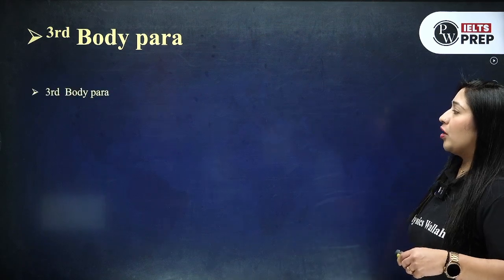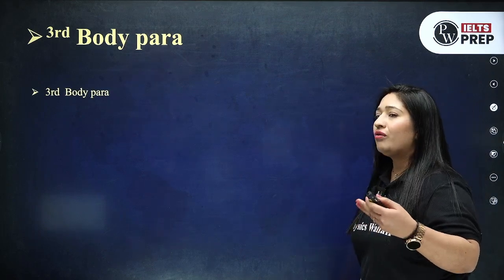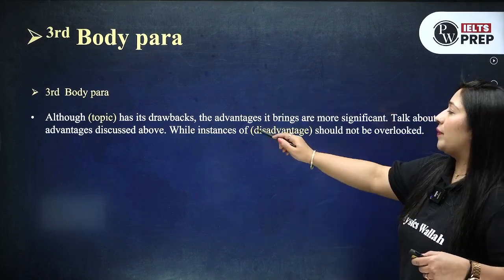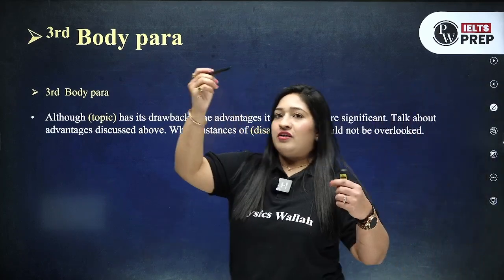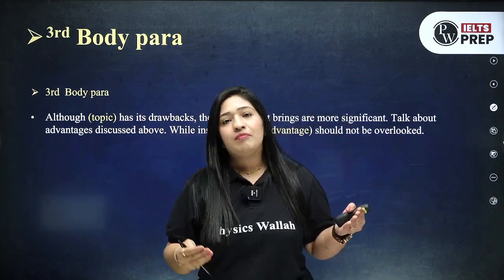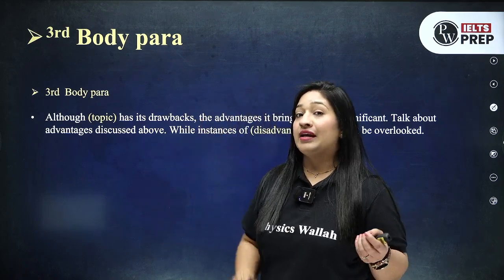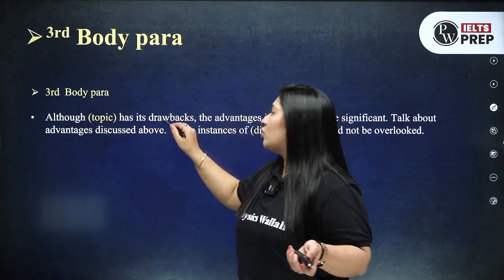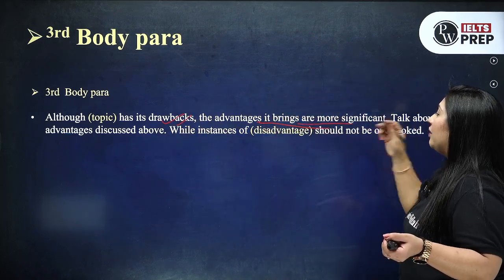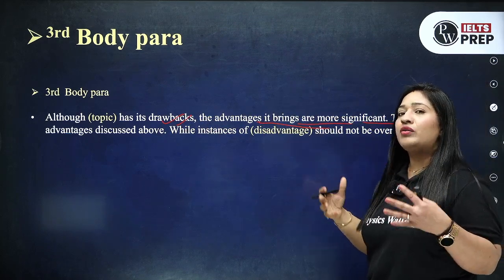Okay, now the third body paragraph, where we are going to talk about how the advantages outweigh the disadvantages. So the third body paragraph may start with "although the topic has drawbacks". See, the very first paragraph talked about the advantages. सेकेंड बॉडी पैराग्राफ में एडवांटेजेस को एक्नॉलेज करते हुए हमने एक डिसएडवांटेज को इंट्रोड्यूस किया. नाउ थर्ड में डिसएडवांटेजेस को एक्नॉलेज करते हुए I'm telling that the advantages it brings are more significant, right? So whatever the advantages are there, somehow they are more important, right?